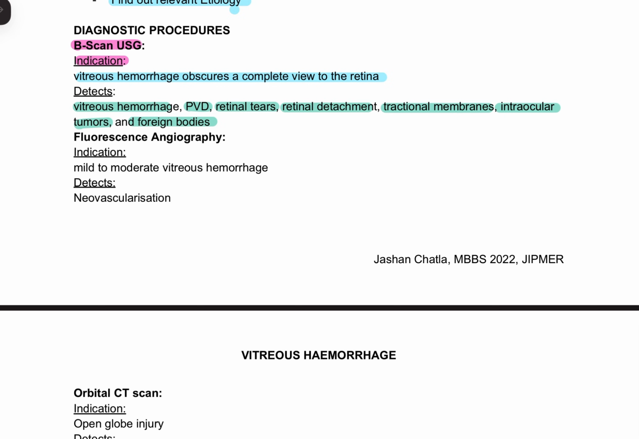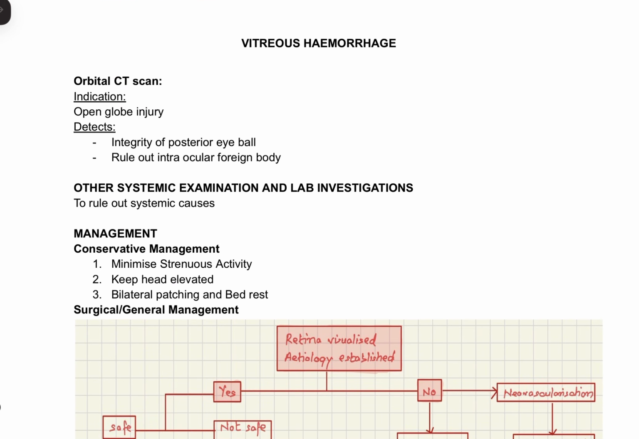Then you do something called fluorescein angiography. What are the indications of this? Mild to moderate vitreous hemorrhages. What does it detect? Neovascularization. Simple as that.